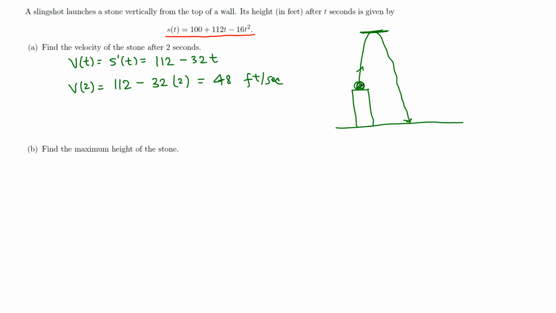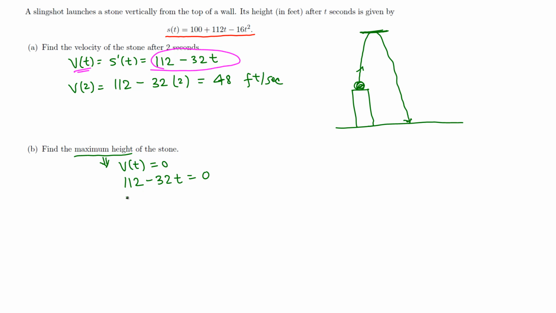At the maximum, what happens is that when something is thrown above the ground, the velocity decreases, and at some point momentarily the velocity is 0, then it goes down. So at the maximum height the velocity is 0. Max height implies velocity 0, and v(t), the velocity at any time t, is 112 minus 32t. We said that equals 0.